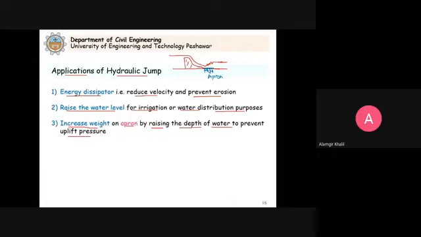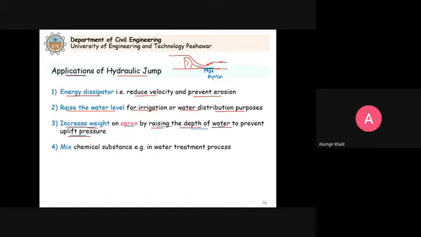So because of hydraulic jump, the depth increases. So that's why it says that it increases weight on apron by raising the depth of water to prevent the uplift pressure. Because here the water depth increases, it will counteract this uplift pressure. So you can see it is a positive. It is desirable. Clear? So this is the application of hydraulic jump. Clear?